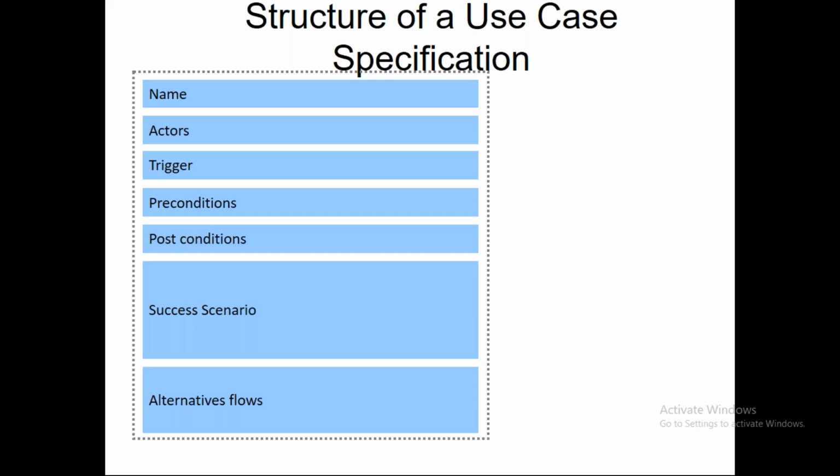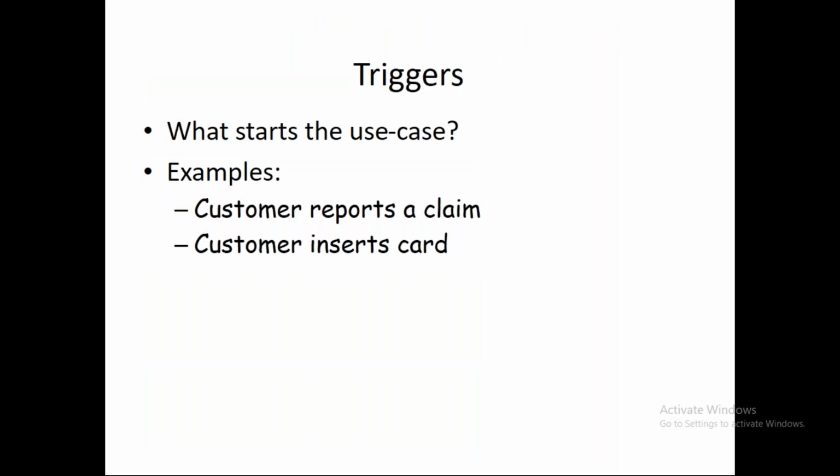Then we talk about the trigger. The trigger would be the starting point for the use case. That means what triggers the use case, or what initiates the use case. Customer reporting a claim would initiate the claim process. Customer inserting a card into the ATM machine would initiate cash withdrawal, balance inquiry, checking the mini statement, or whatever.